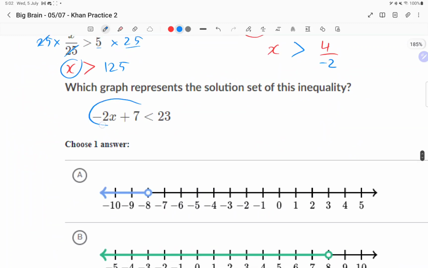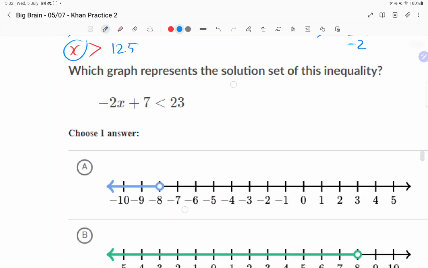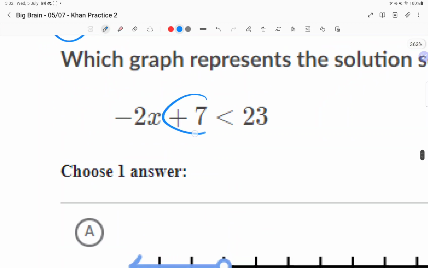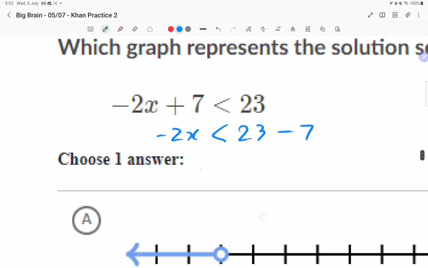So that's why this one is a perfect example of that. I'll show you this one here. If I were to work this one out, I move the 7 term to the other side. So that would be negative 2x less than 23 minus 7. When you're moving terms, it doesn't change anything, because moving terms is different from dividing or multiplying by a negative number. So that'll be negative 2x less than 23 minus 7, which is 16.